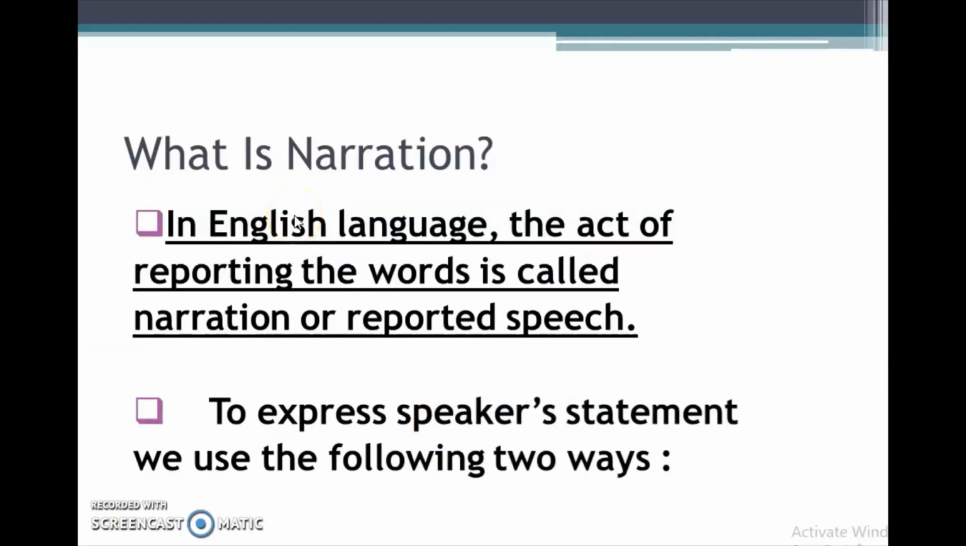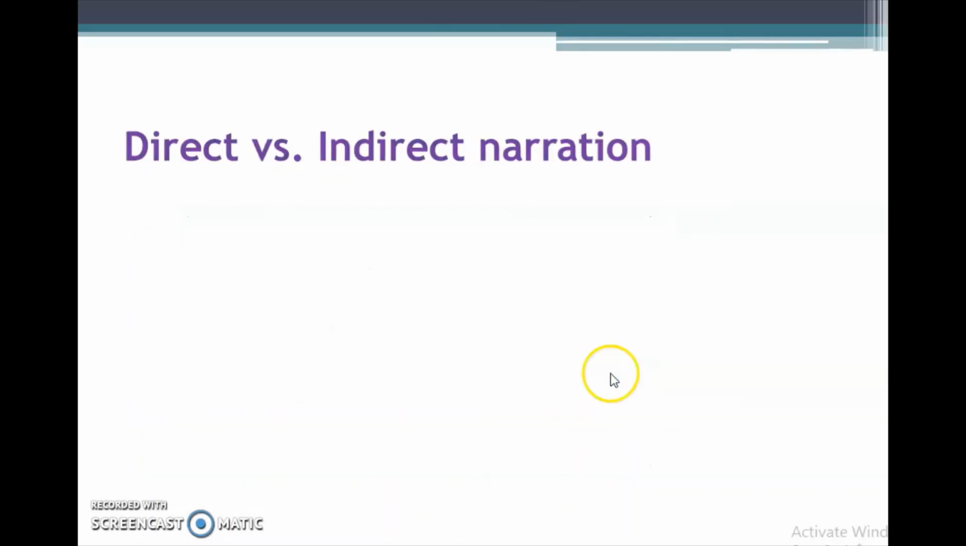The first question that comes to mind after reading this topic is, what is narration? Students, in the English language, the act of reporting the words is called narration or reported speech. And to express a speaker's statement, we use the following 2 ways. And what are these 2 ways? The first one is direct, and the second one is indirect narration or indirect speech.